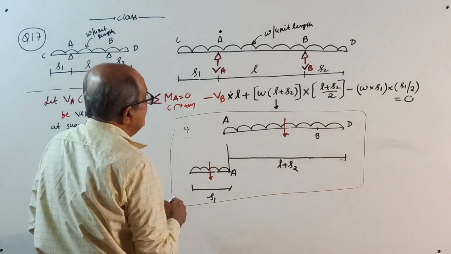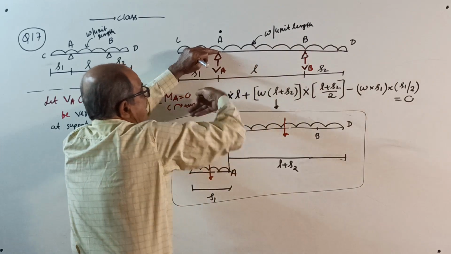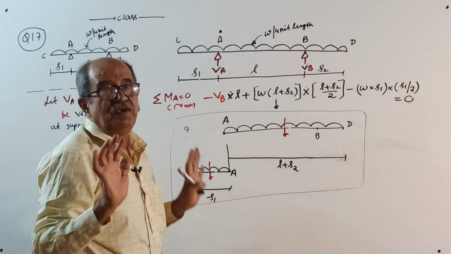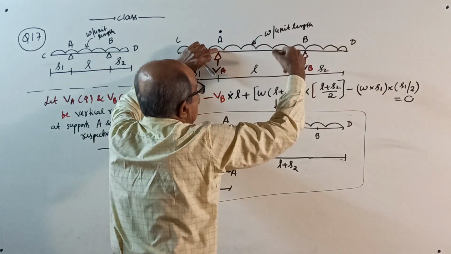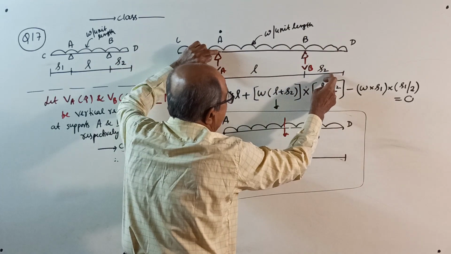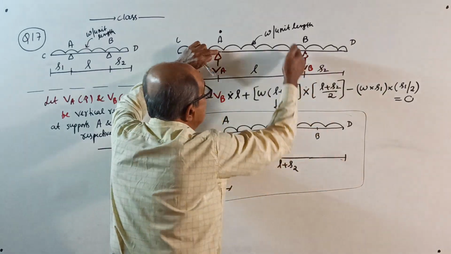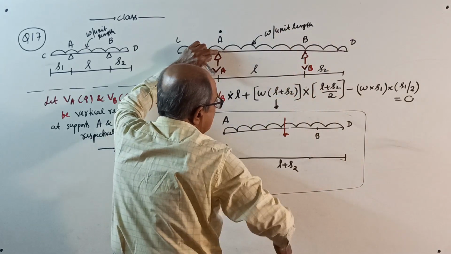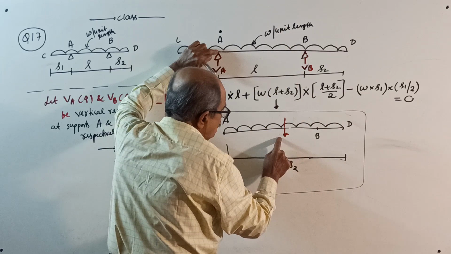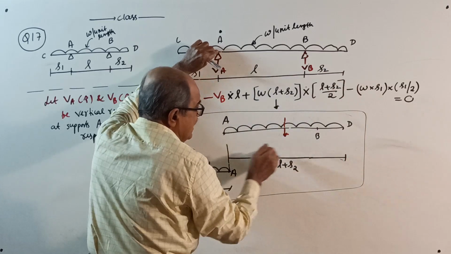See, the UDL from, before that one, see, VB into L, anti-clockwise. First write that one. Okay, minus VB into L. Then, the loading to the right of A up to here. This is L, this is S2. We want total length of UDL, L plus S2. That load will pass through center, (L plus S2) by 2. Don't worry about B. Do not take L and S2 separately. Combine this L plus S2.